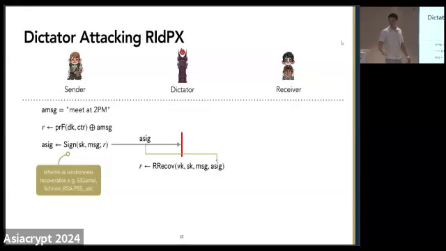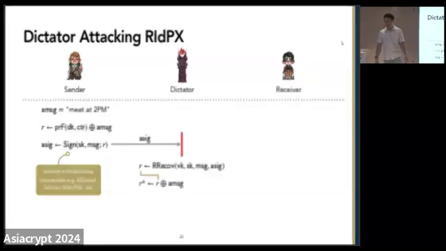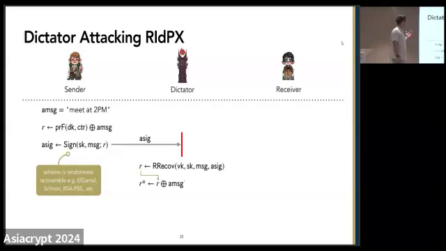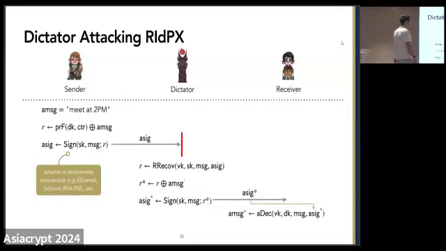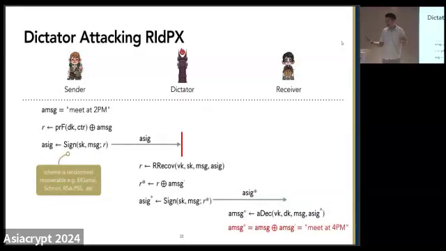The dictator now blocks this, extracts from the anamorphic signature the randomness, and then XORs it with a new anamorphic message, so anamorphic message prime. And then they re-sign using this. And finally, they forward that onto the receiver. Note that when the receiver performs anamorphic decryption, this is essentially going to be the PRF of the counter, XOR an anamorphic message, XOR another anamorphic message. And you might even be able to choose an XORed value that'll get you a meaningful message, like let's meet at 4 p.m. So this is a very critical break of this previously proposed scheme.